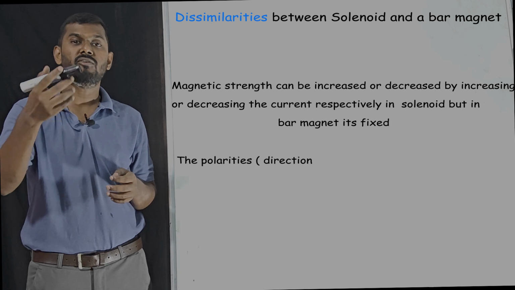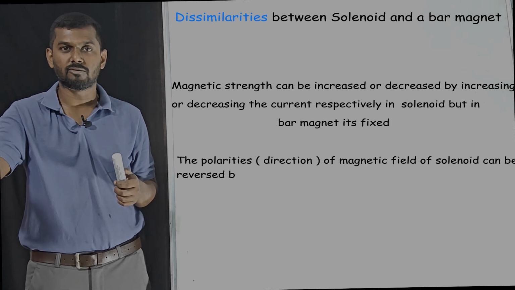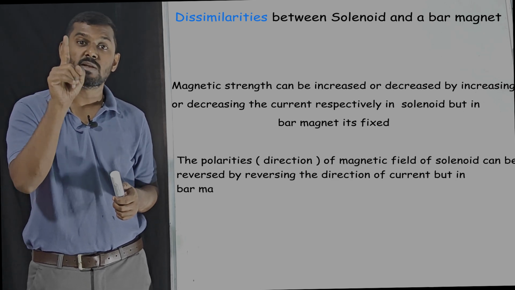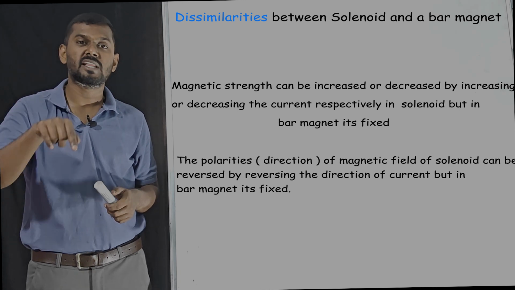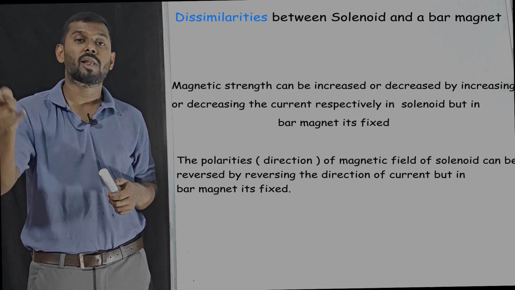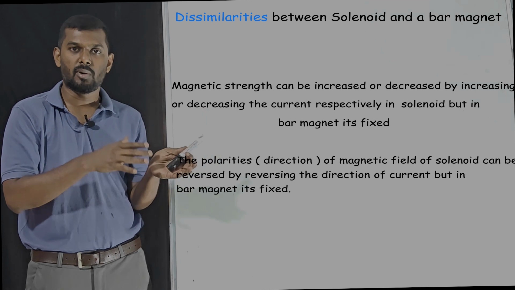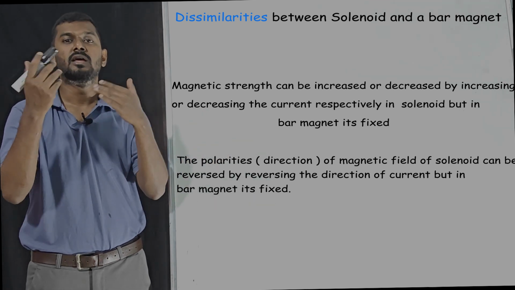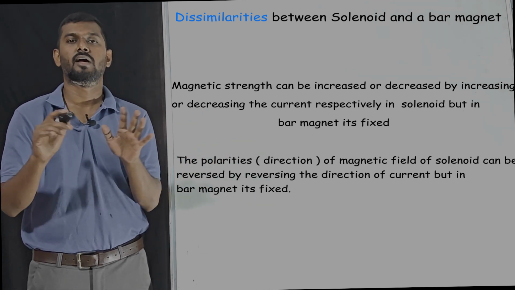Then the direction of magnetic field, the polarities north and south, cannot be changed in a bar magnet, but we know that the polarities, north and south pole, of a solenoid can be changed by reversing the direction of current.